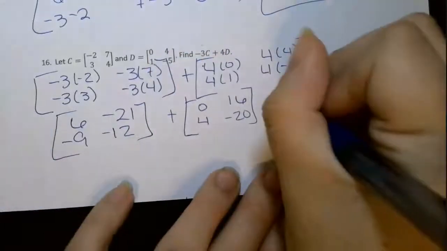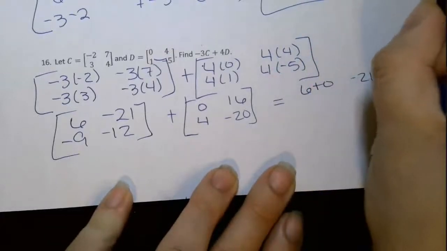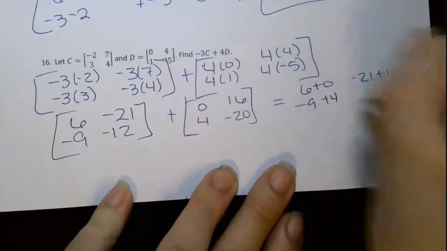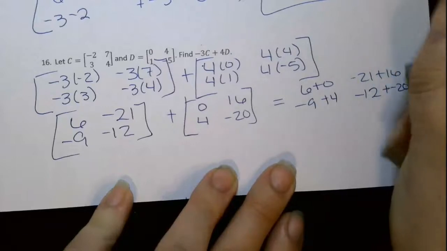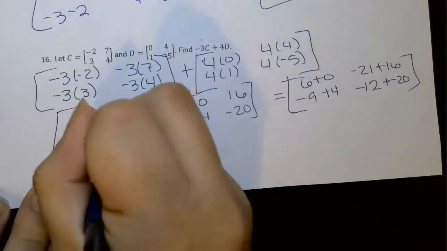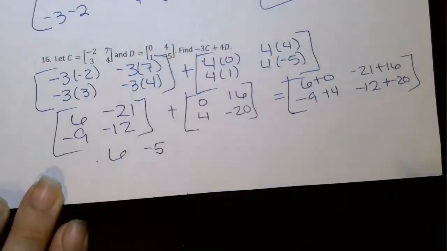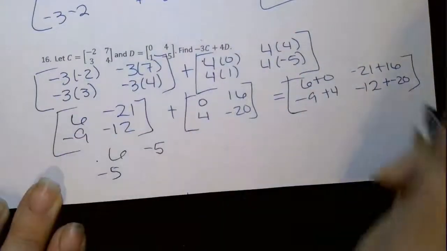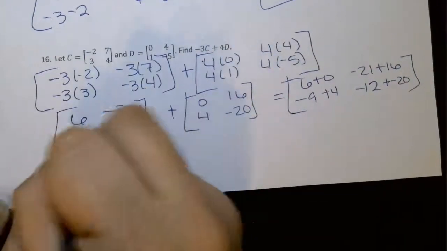Then I want to go ahead and add those. So I have 6 plus 0, negative 21 plus 16, negative 9 plus 4, negative 12 plus negative 20. When I add those, 6 plus 0 gives me 6. Negative 21 plus 16 gives me negative 5. Negative 9 plus 4 gives me negative 5. Negative 12 minus 20 gives me negative 32.